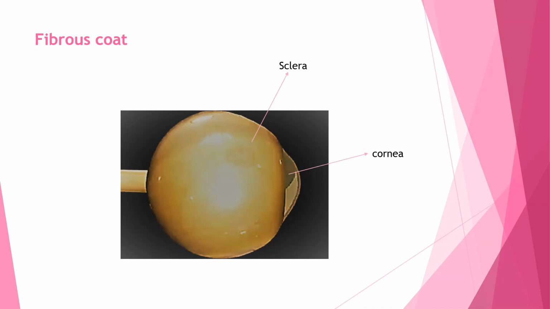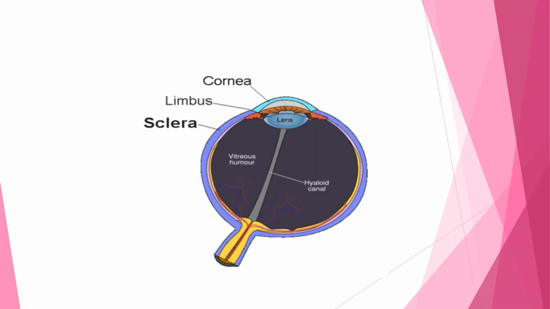Next, cornea. Cornea is a transparent avascular structure located at the front of the eye and extends to the sclera at the limbus and allows light to enter the eye. It is responsible for 70% of refractive power. It has 5 layers. Limbus. It is a circle representing the edge of the cornea. It is the area where the conjunctiva attaches to the sclera.